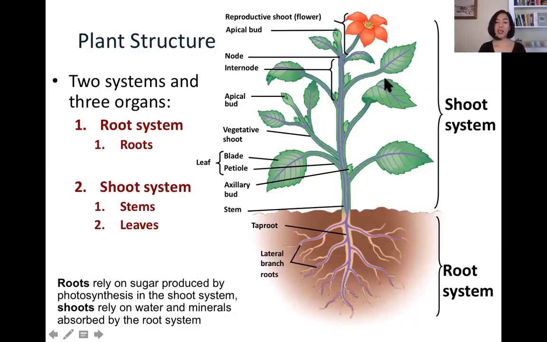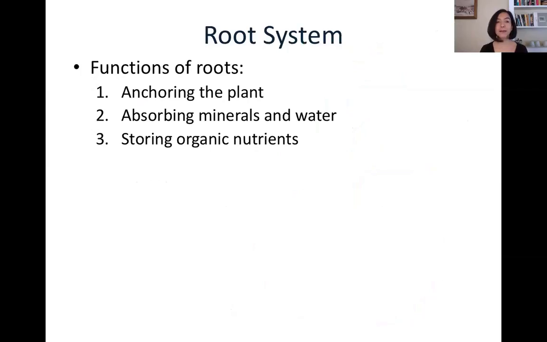So the roots are going to rely on the sugars produced by leaves. So the leaves are the ones that are making the photosynthesis. That means that they are fixing the carbon into glucose. So these sugars need to be transported to the root system in order for the root system to grow. Now, the shoots rely on the roots because the shoots also need water and minerals in order to grow. So this is actually a bidirectional communication that happens in plants.